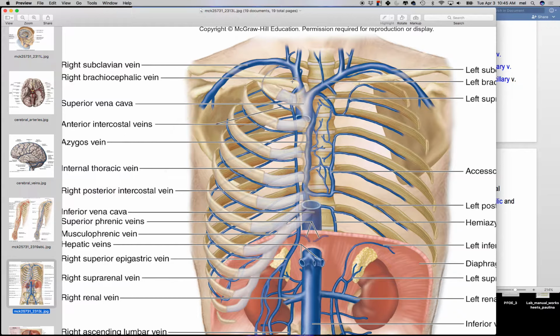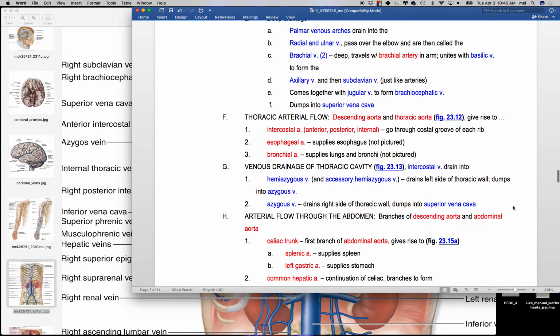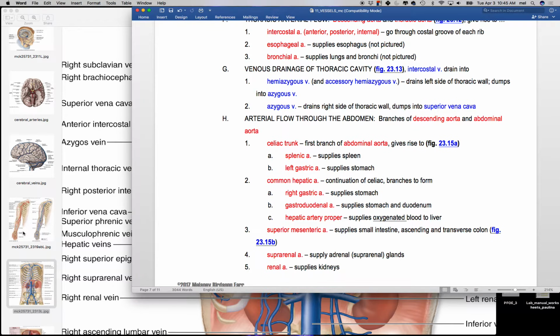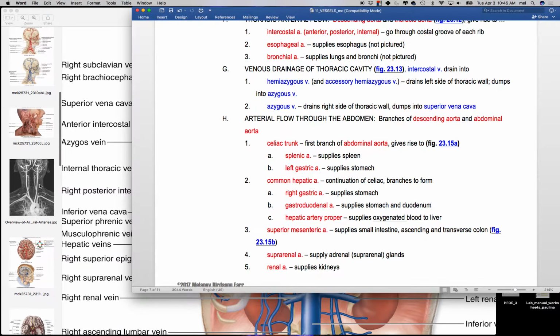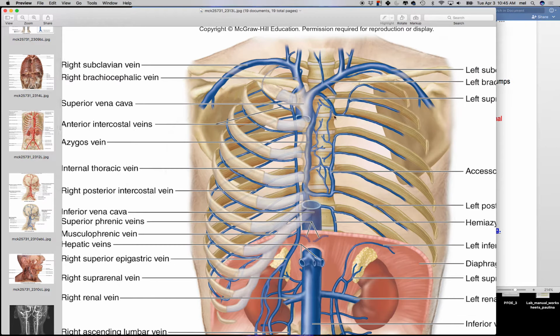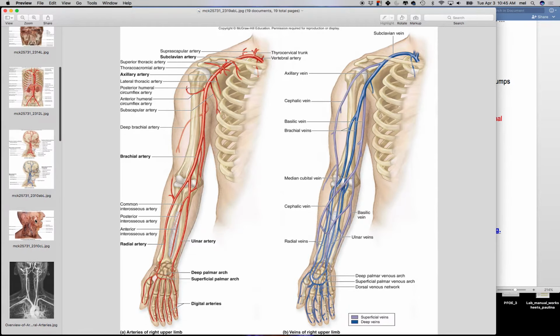Brachiocephalic. And then the two brachiocephalic veins unite to form the superior vena cava, right? Okay. All right. So now we're going to do the descending aorta. You ready? So as we go into the descending aorta, the first thing that we have to do is deliver blood.